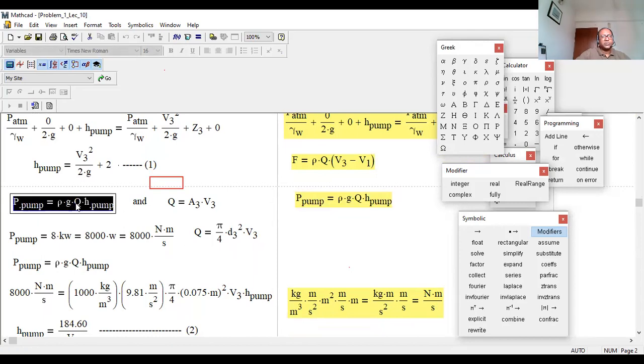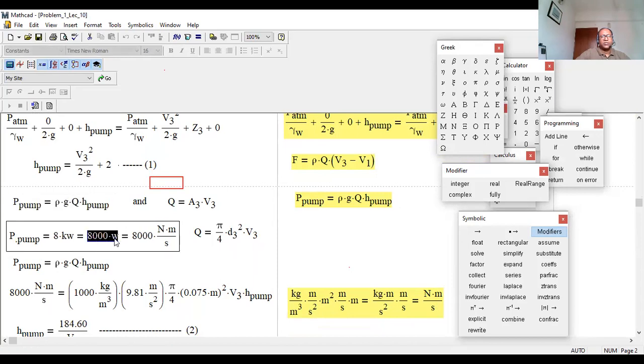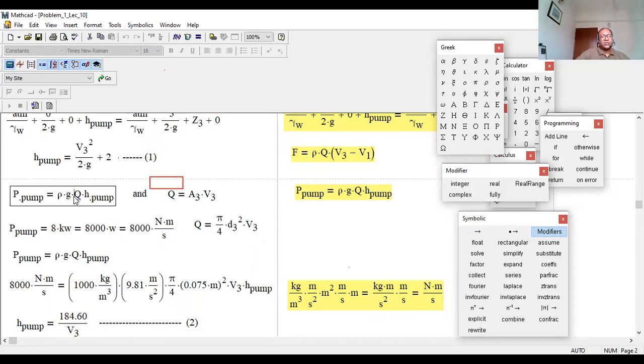So this equation we will use. The left side will have 8,000 watt. This is the power of the pump. And Q, what is Q? Q equals pi by 4 D3 square times V3, right? So right over here, we put in Q, the power of the pump is given, and H pump is already over here.